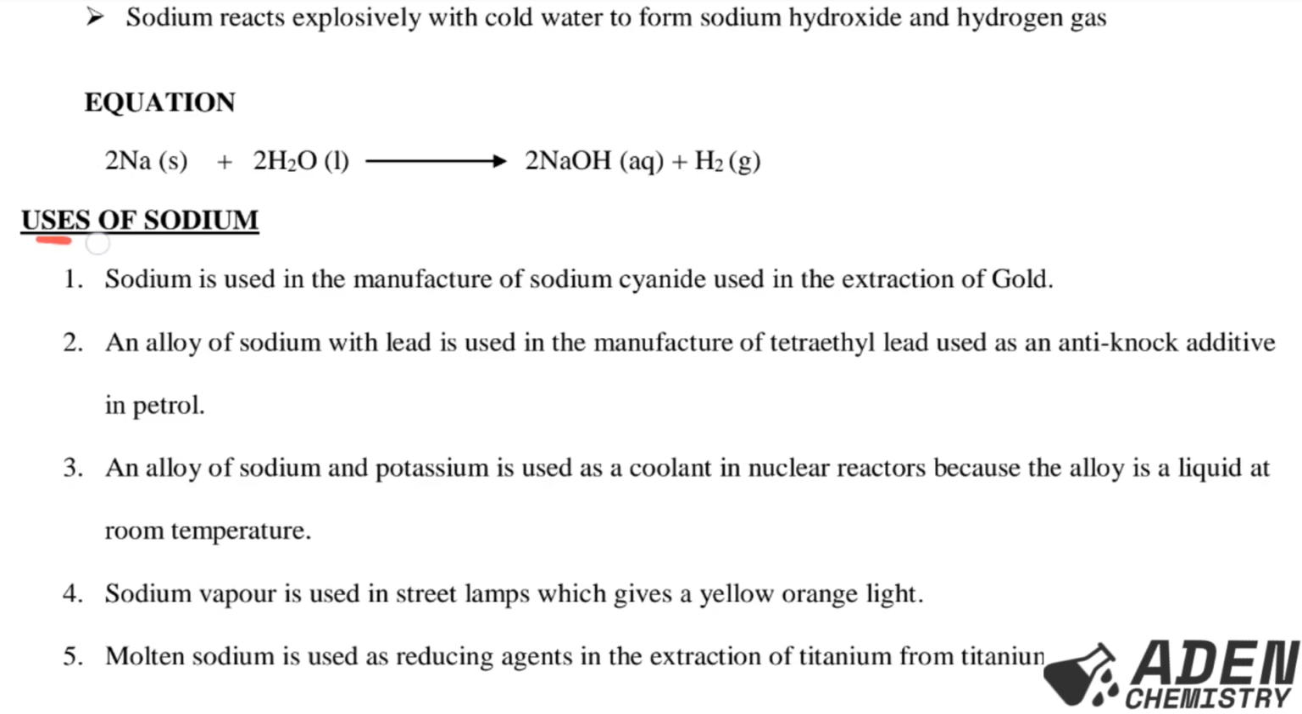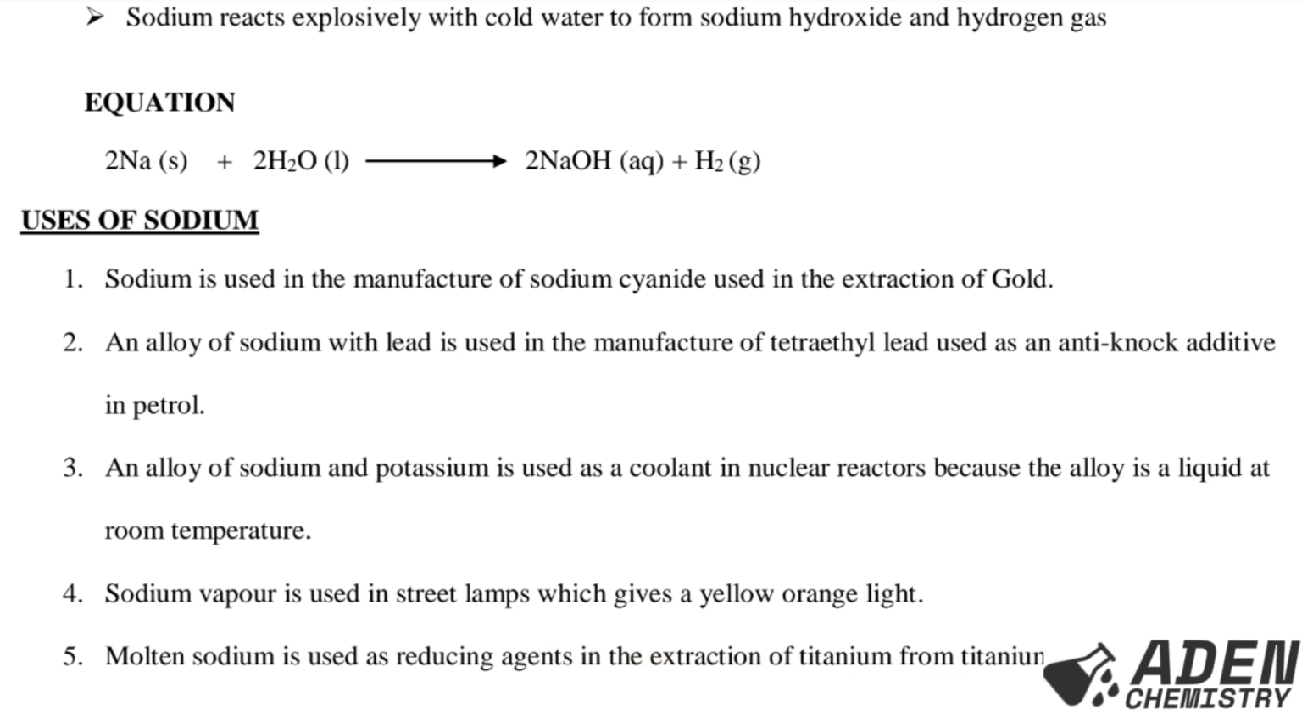Next, let's go to the uses of sodium metal. Number 1, sodium is used in the manufacture of sodium cyanide, which is used in the extraction of gold. Number 2, an alloy of sodium with lead is used in the manufacture of tetraethyl lead, used as an anti-knock additive in petrol. Number 3, an alloy of sodium and potassium is used as a coolant in nuclear reactors because the alloy is a liquid at room temperature. Number 4, sodium vapor is used in street lamps, which gives a yellow-orange light. Then lastly, number 5, molten sodium is used as a reducing agent in the extraction of titanium from titanium chloride.